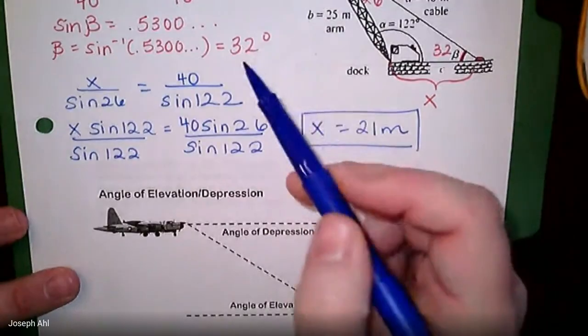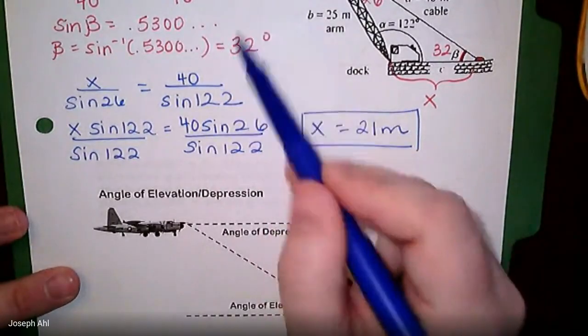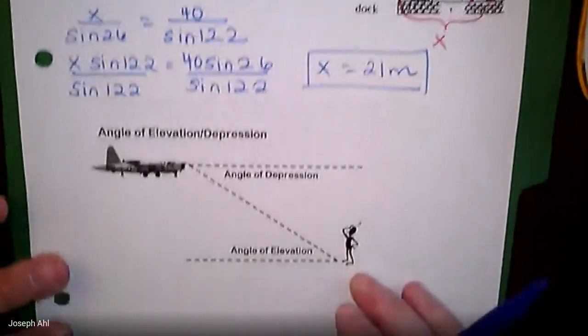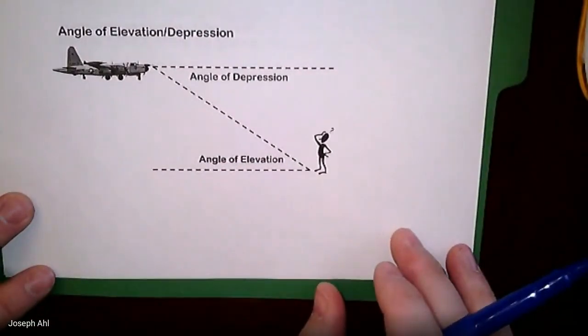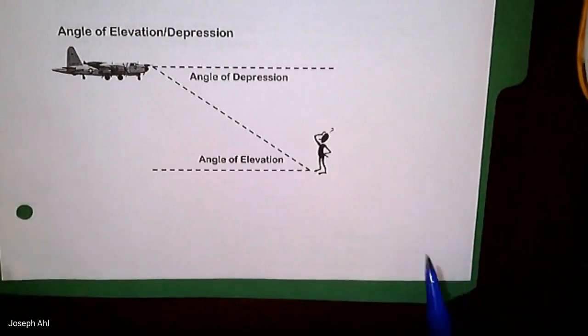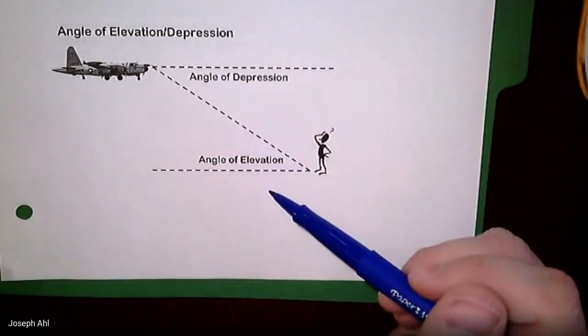I kind of like this because we had to use law of sines twice, and we got that practice finding an angle measure using law of sines. Okay, moving on to the bottom. There's not a question associated with this yet, but the last two questions in the notes deal with the angle of elevation and depression concept.